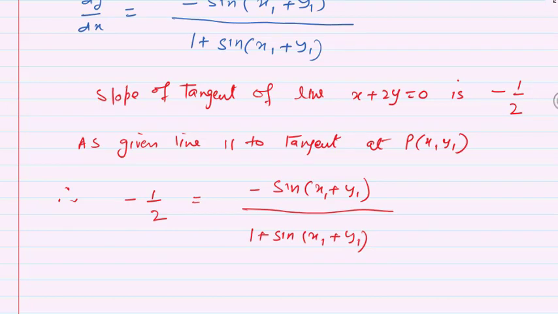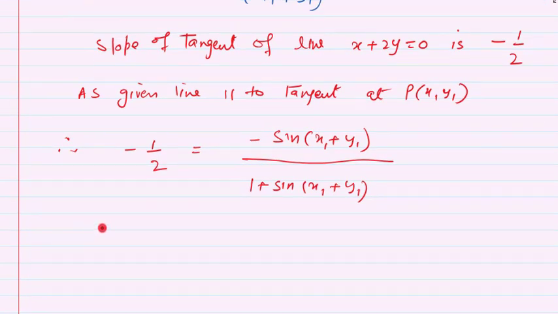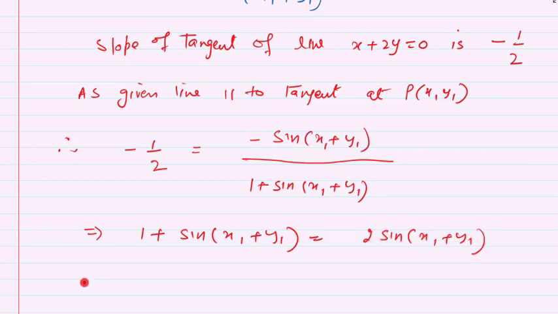So, after cross multiplication and simplifying, we are having 1 plus sin(x1 plus y1) is equal to 2 sin(x1 plus y1). From here it is clear that sin(x1 plus y1) is equal to 1. So this is the relation that we are getting after putting the slopes equal.